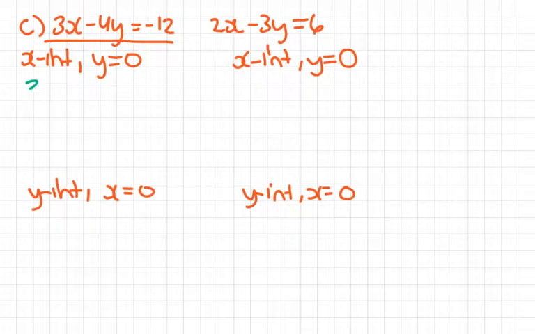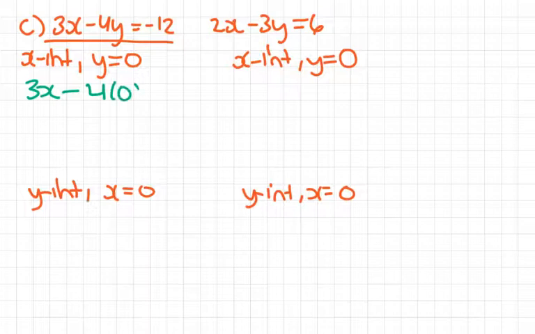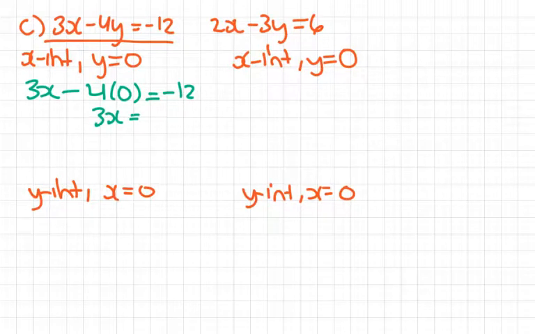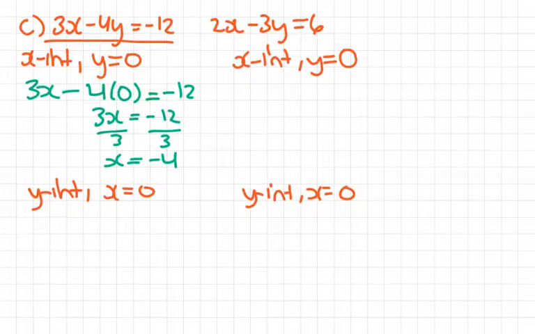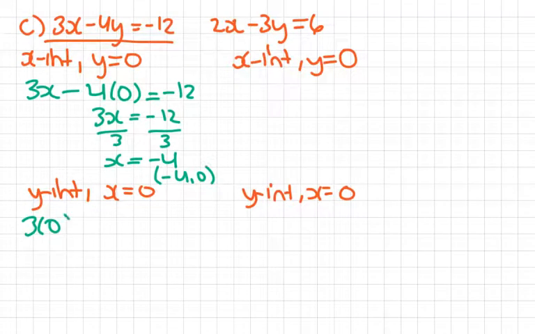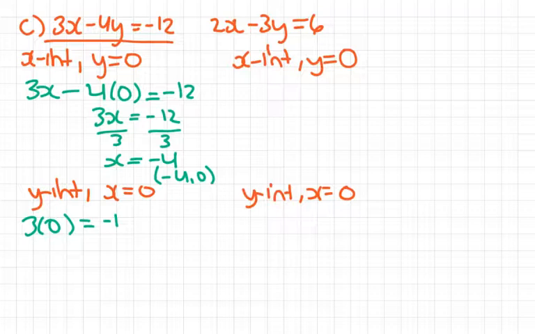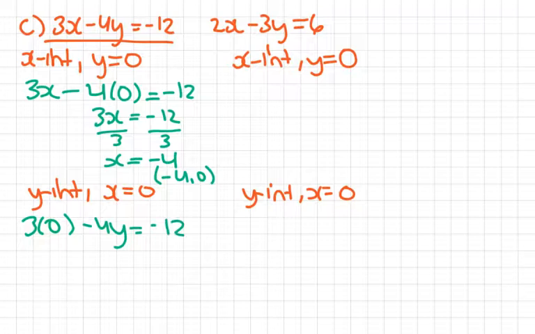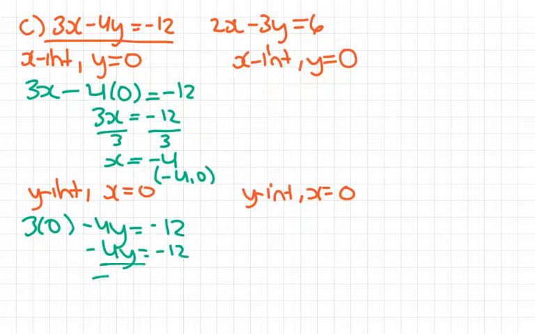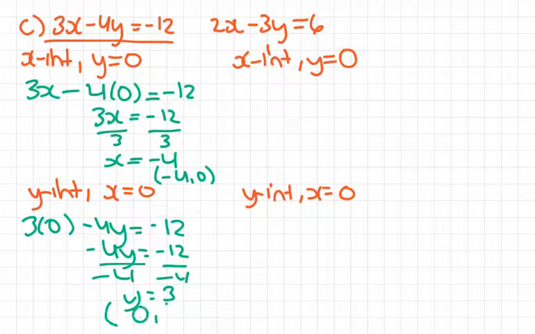So I'm going to do 3x minus 4 times 0, because y equals 0, equals negative 12. So I have 3x equals negative 12, divided by 3, x equals negative 4. So that point is negative 4, 0. My y-intercept happens when x equals 0. So 3 times 0 minus 4y equals negative 12. So negative 4y equals negative 12. Y equals 3. So that point is 0, 3.